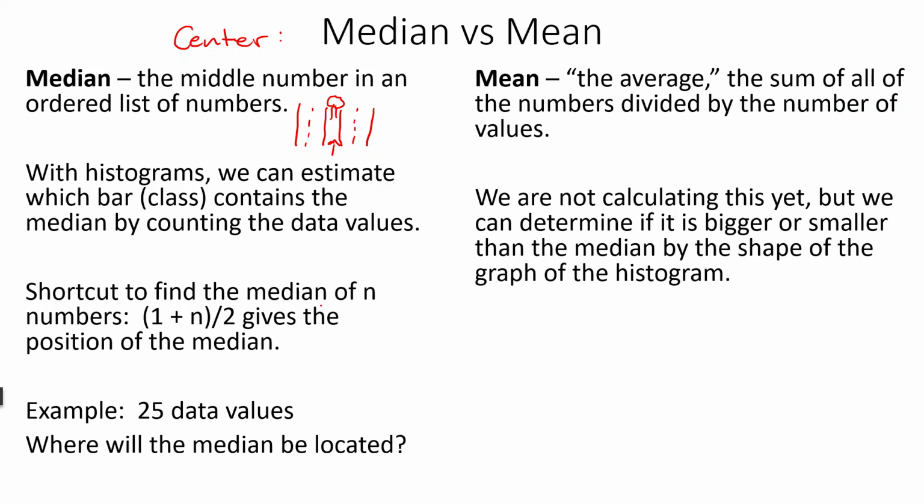The shortcut to do this is if we have n numbers, we do 1 plus n and divide it by 2, and that gives us the position of the median. So this number, (n + 1) divided by 2, is not the median, it's just where it is. Then we'd have to count the data values in bars to figure out what bar it's in. So for instance, if we had 25 data values, to find the median, we would do 25 plus 1 divided by 2, so that's 26 divided by 2, so that'd be 13. So that would be the 13th data value. Whatever bar has the 13th data value is where the median is.